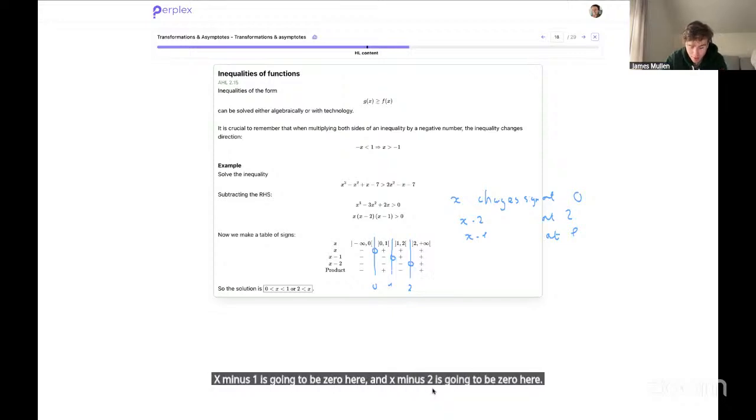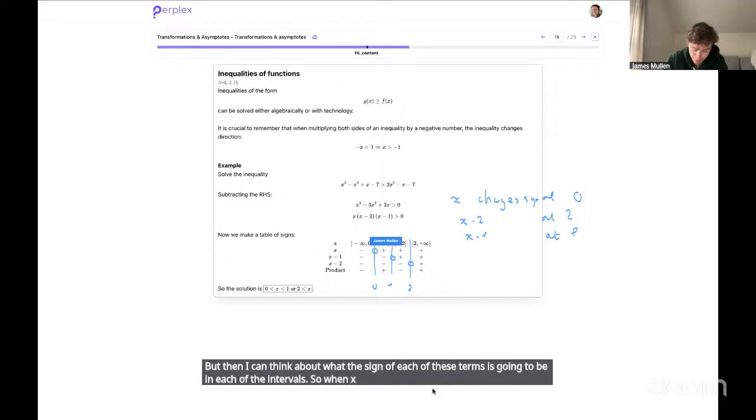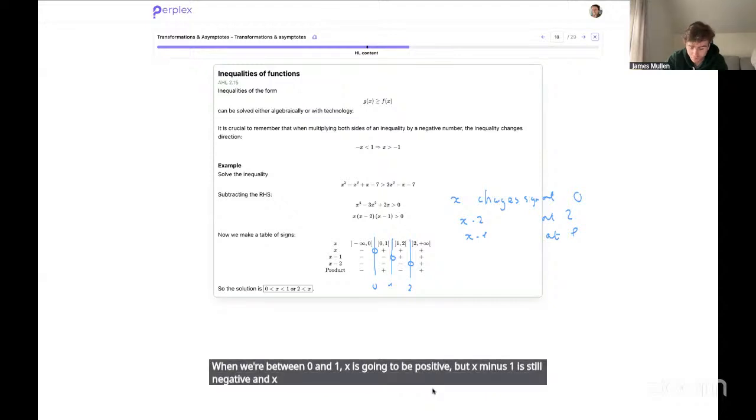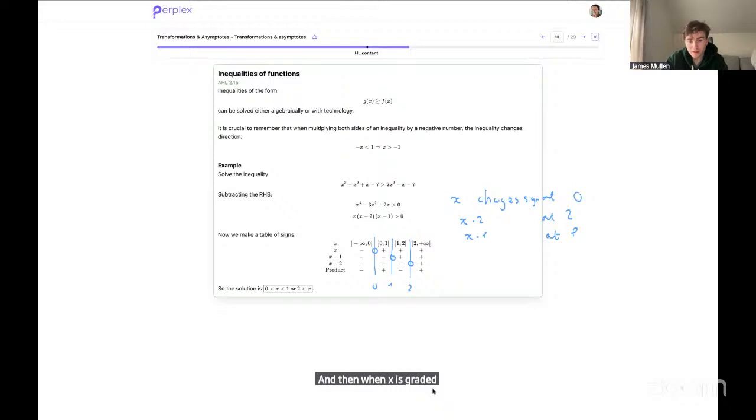But then I can think about what the sign of each of these terms is going to be in each of the intervals. So when x is less than 0, x is negative. So is x minus 1, and so is x minus 2. All right? When we're between 0 and 1, x is going to be positive, but x minus 1 is still negative, and x minus 2 is still negative. Between 1 and 2, both x and x minus 1 are positive, but x minus 2 is negative. And then when x is greater than 2, all 3 terms are positive. Okay? What do I do with that then? I make another row for the product of the 3.